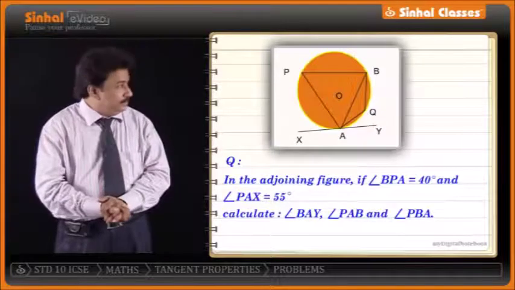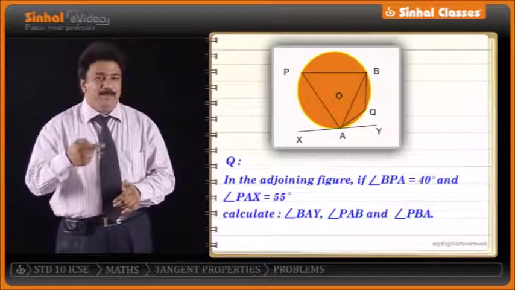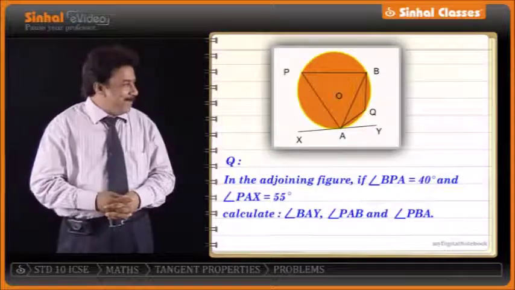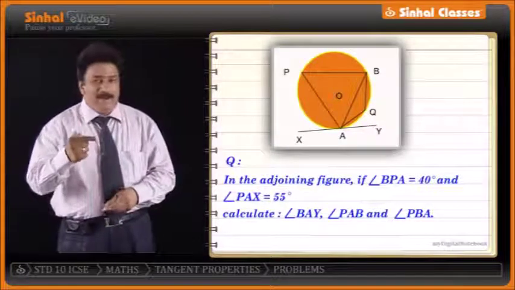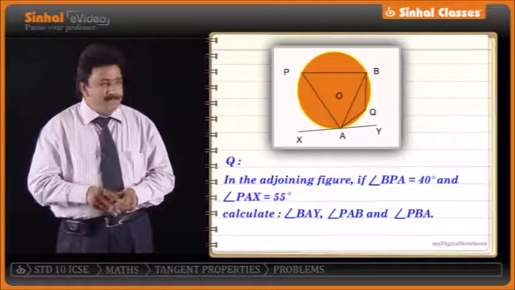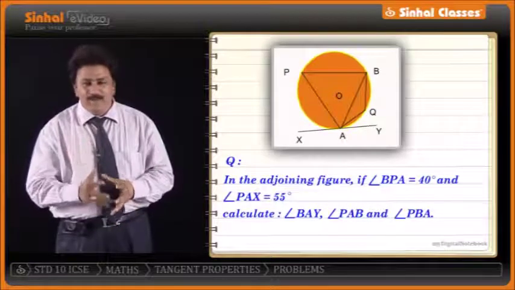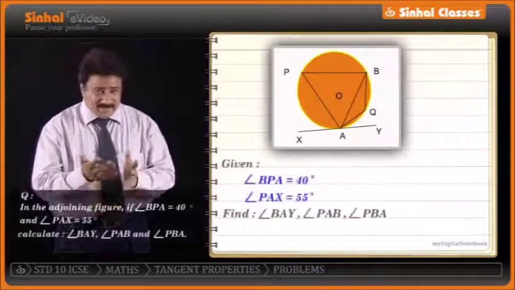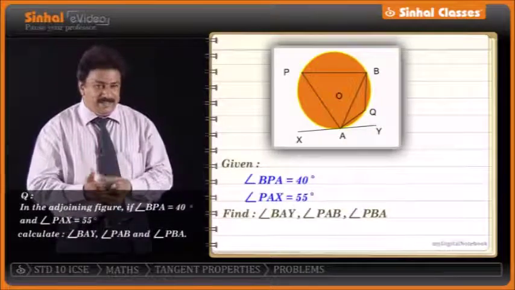What do you have to find now? We have to calculate angle BAY. We have to calculate angle PAB, and we have to find angle PBA. You can find in any order, but I want to find all the three. See in the sum, it's very clear, it's very easy in fact.